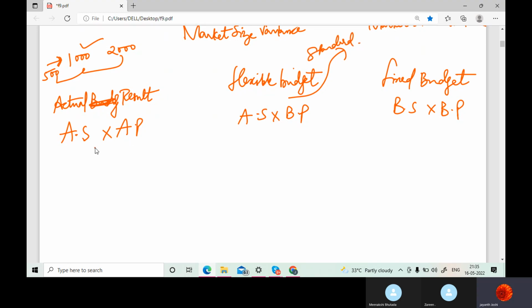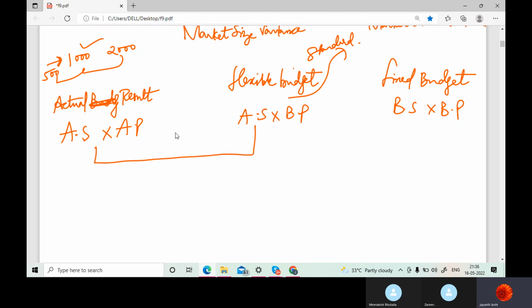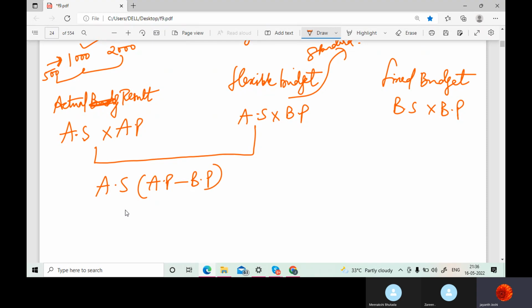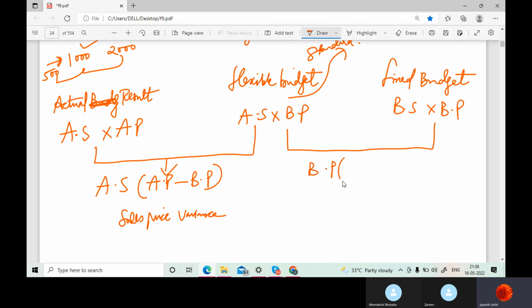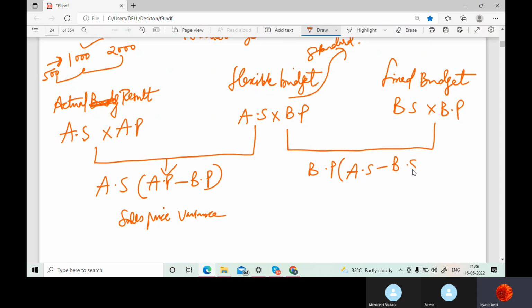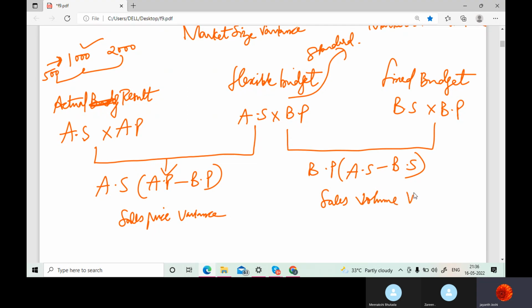Now here, actual sales will be common. So I've taken actual sales common, and actual price minus budgeted price. This is called sales price variance. And then again from here to here I'll take. Here budgeted price is common, and you have actual sales minus budgeted sales. So you get sales volume variance.